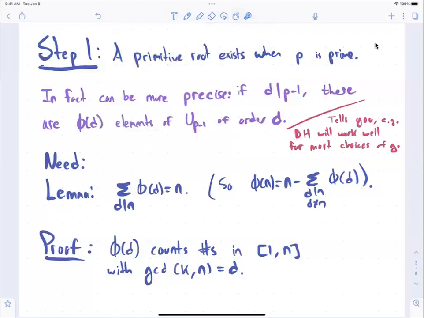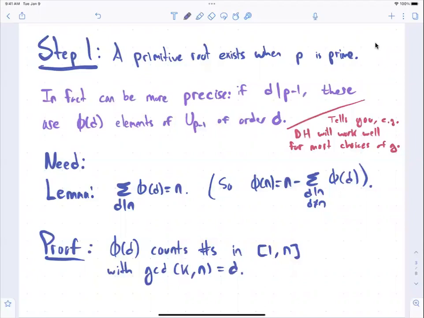To do that, we're going to need a lemma, and this is just a lemma about the phi function. So Euler's phi function. Remember, phi of m is just the number of elements between 1 and m that are coprime to m. And so the lemma says that if I look at all the divisors of n, and I add up the values phi of d over all those divisors, then what I get is n. Okay, so this is a nice, pretty statement.